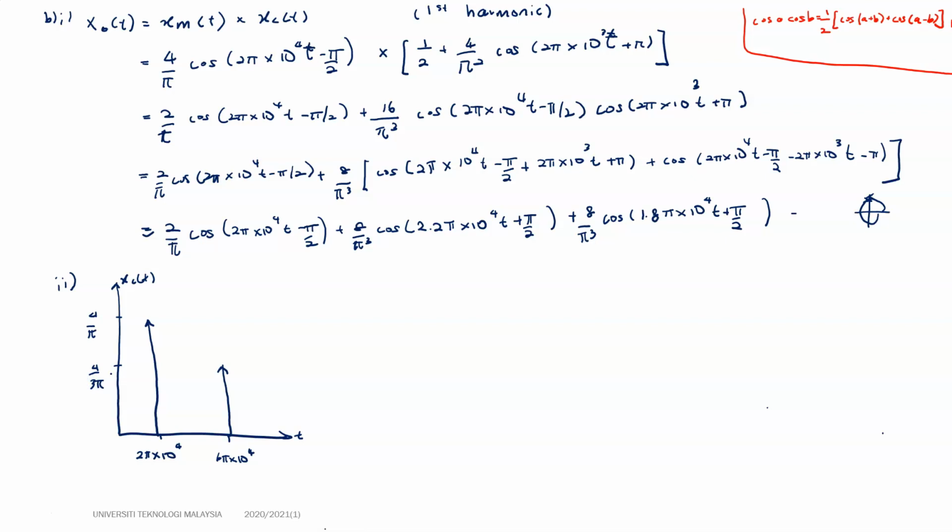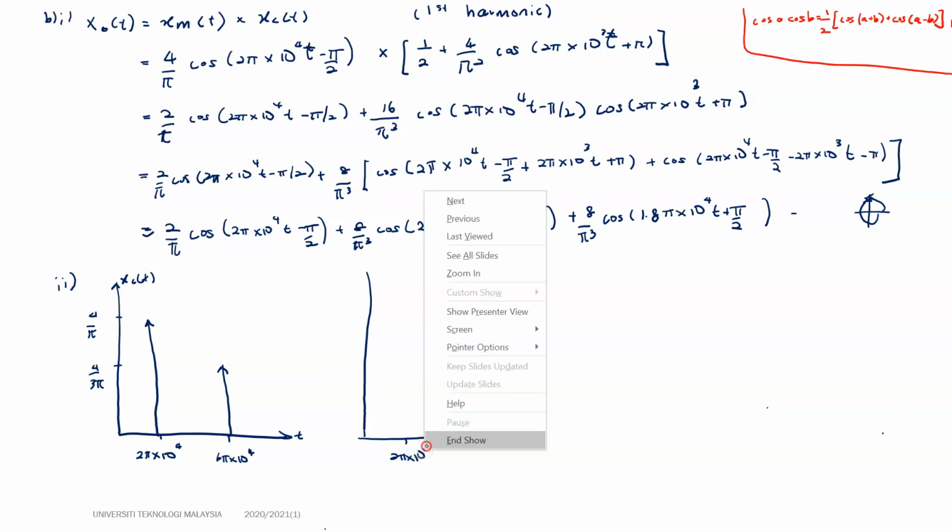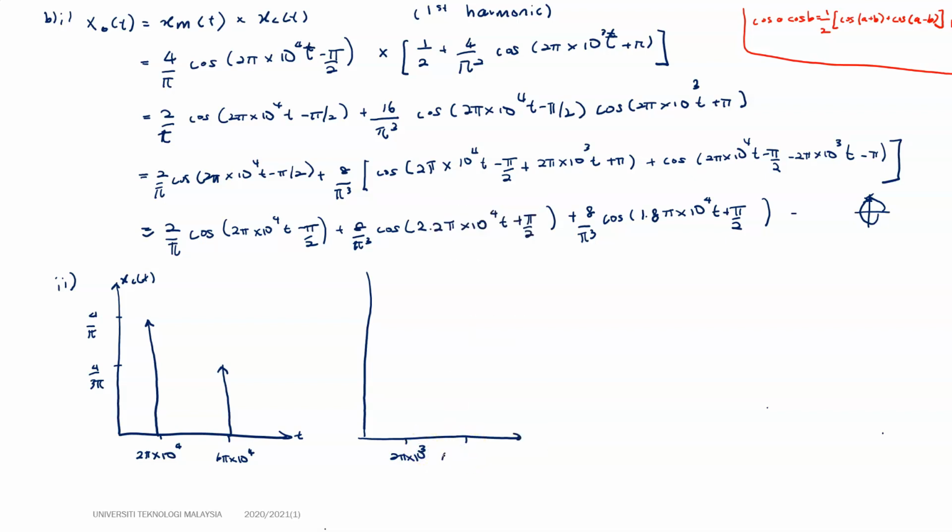And for xmt, we have three components together with the DC value. Okay, so for xmt, this one is 2 pi multiplied by 10 power of 3. Sorry, this is 6 pi multiplied by 10 power of 3. Okay, so remember to label all the x's. And then for the first part, we have 1 over 2, which is the DC part. And then we have 4 divided by pi squared. And then we have the smaller component, which is 4 over 9 pi squared.